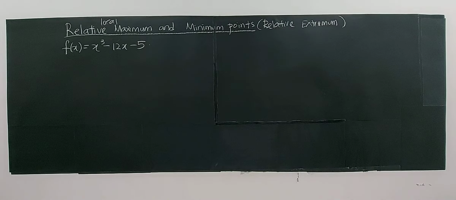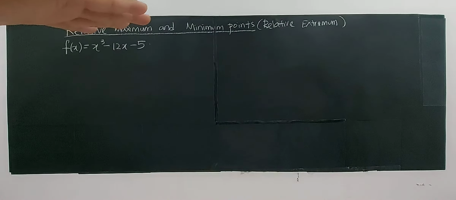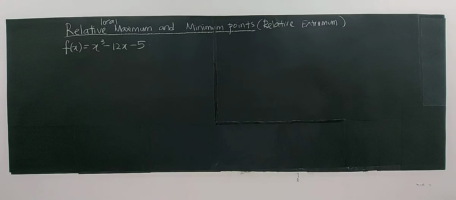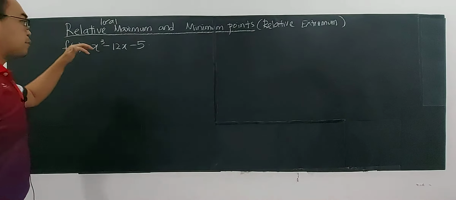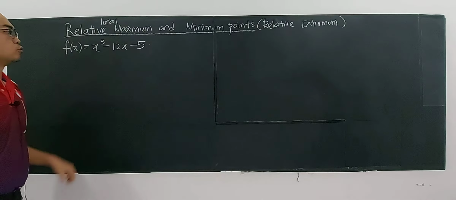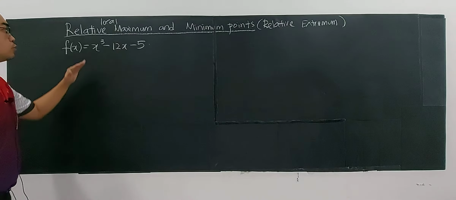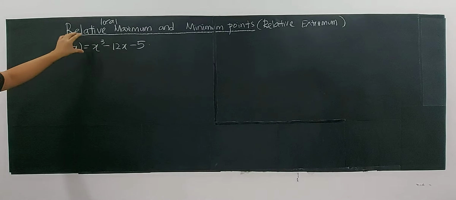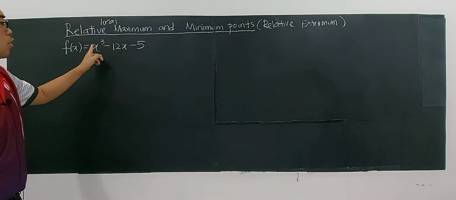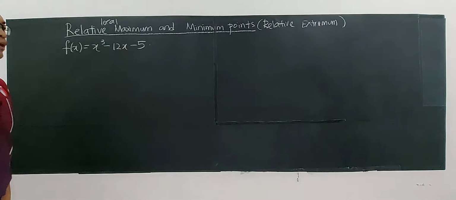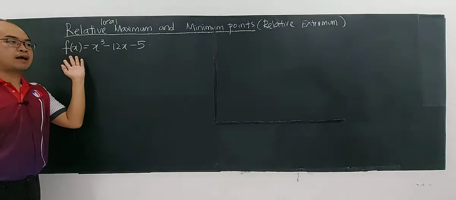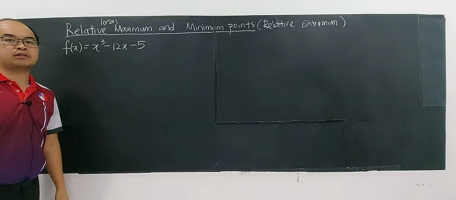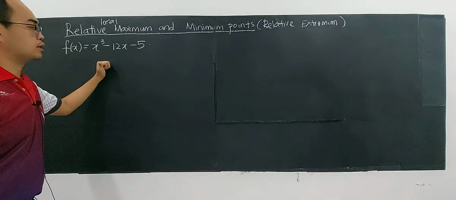I'm going to tell you what relative maximum or local maximum point means. But first, I have to teach you how to identify the local maximum and minimum points from a function, from a curve. This is a polynomial. Every polynomial has critical points. In the previous lesson, we learned about critical points.